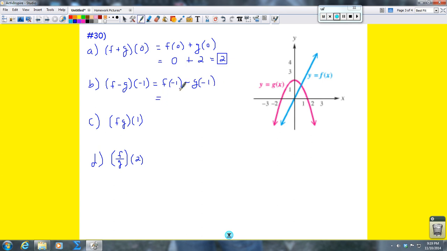Okay, so we're going to do the same thing again. F of negative 1. The x value of negative 1 is about right here, and f is the blue one. So where would you have to go? You would have to go straight down.